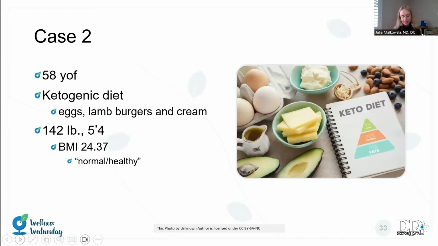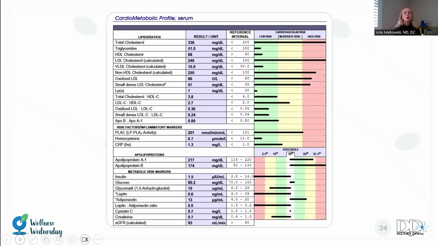Now, our second case is a 58-year-old female on a ketogenic diet. This individual is consuming eggs, lamb burgers, and cream. Their BMI is within range. So let's take a look at the ketogenic diet here. We're going to start with the cardiometabolic profile for this individual.